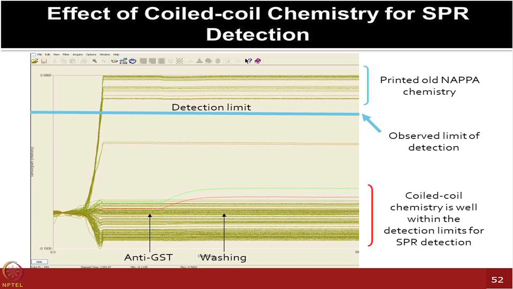So the baseline which was seen here earlier is now much lower with the new chemistry, right? The old chemistry versus the new chemistry, and now you can have much more room for measuring any kind of binding response. You can change different concentrations and you can still see how much binding you can observe. In this case, only anti-GST was injected, for testing how much GST protein was being synthesized.